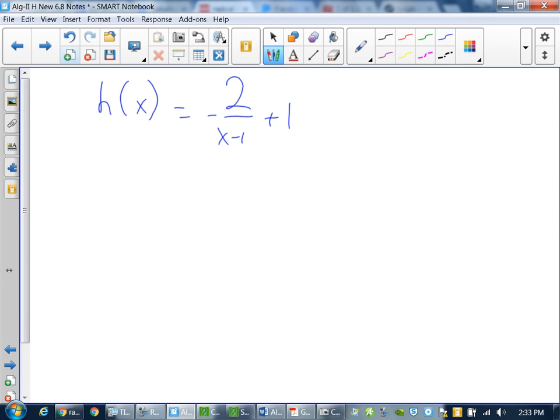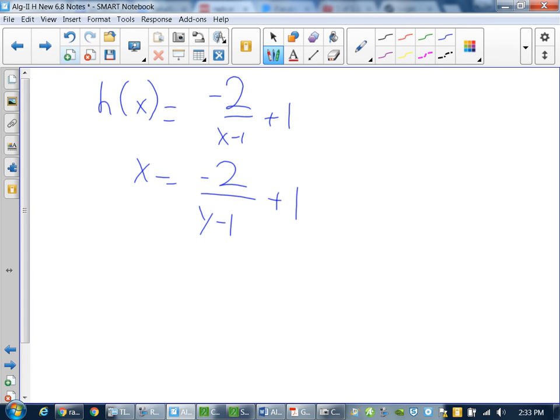No. Normally what I would do is I would automatically float it to there. And then when you find inverses, remember, all you're doing is flip-flopping x and y. So x equals -2 over y minus 1 plus 1. And you're going to resolve for y.